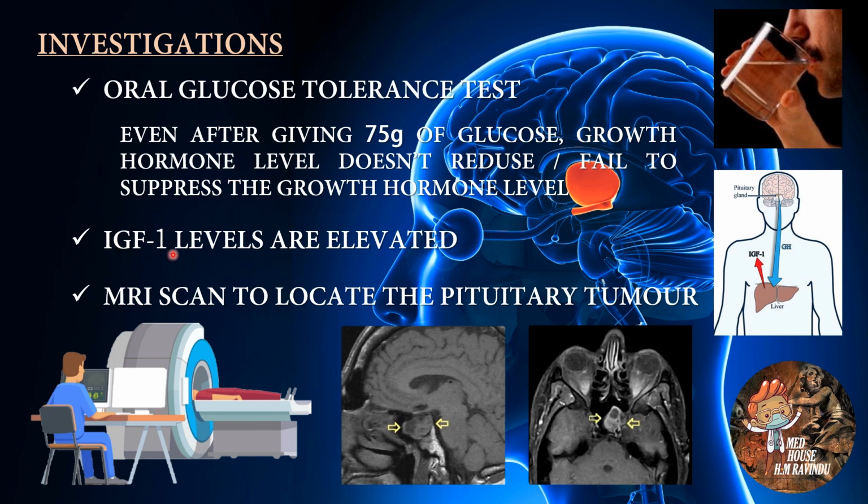Also IGF-1 levels are elevated and also we can do MRI scan to locate the pituitary tumor. In this picture you can see excess growth hormone stimulate liver to produce insulin-like growth factor 1. In both these MRI results you can see a pituitary tumor.